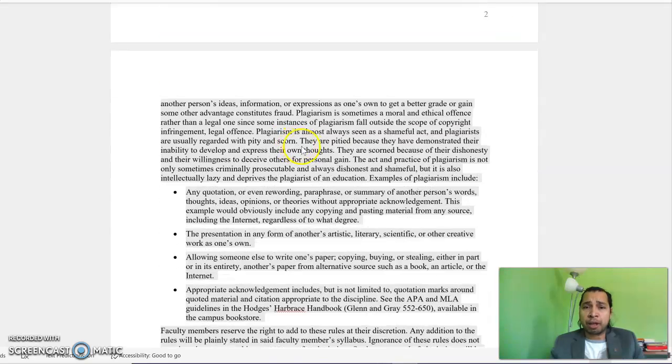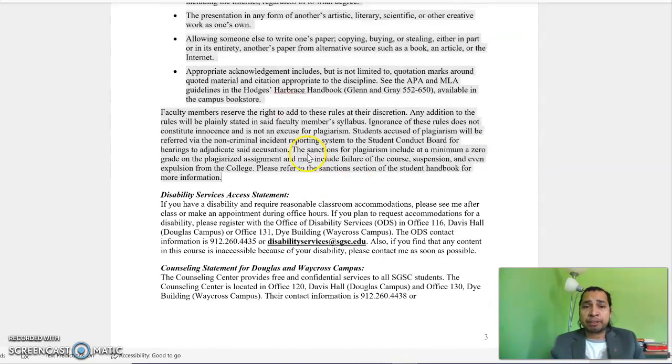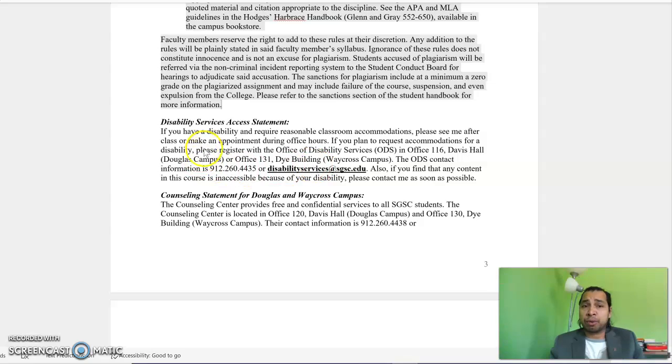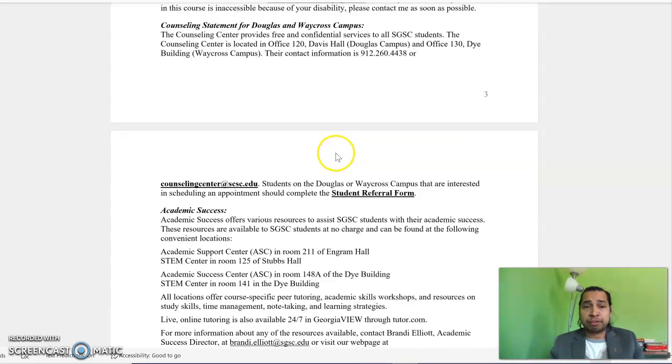There are some school and college policies, so please read them. I'm not going to read them here for you. The disability services access statement is there, so read that.